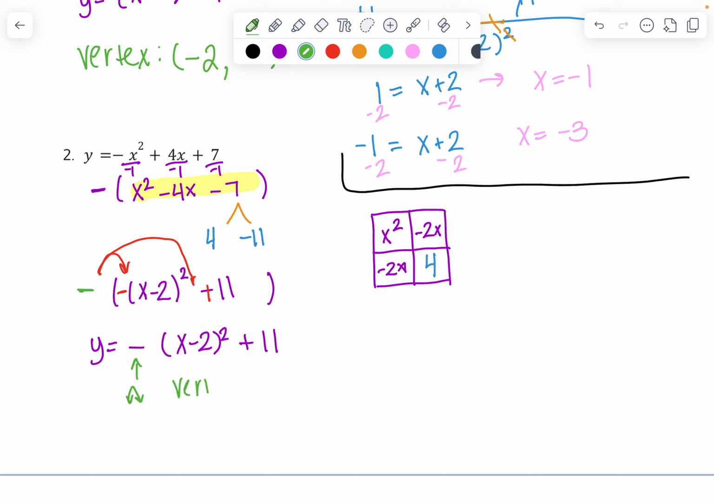For our vertex, remember the number inside with x always turns out to be opposite, so that's 2. The number on the outside stays the same. So our vertex is at 2, 11.